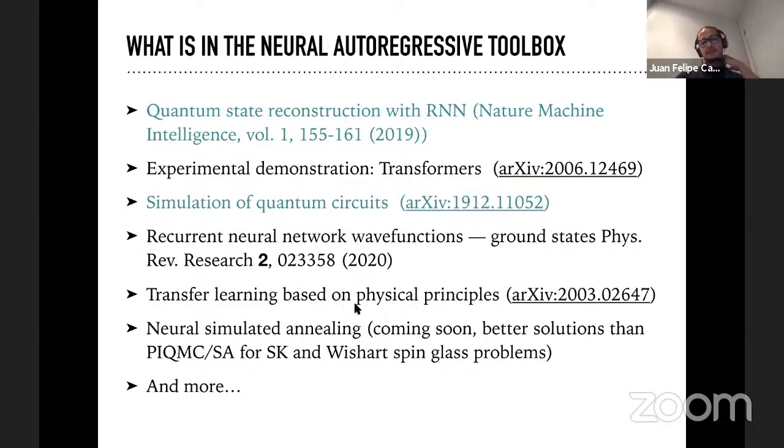We also have transfer learning based on physical principles. This is coming soon, where we apply neural simulated annealing. We came up with a way of doing simulated annealing using wave functions, and for classical simulated annealing. What we see is that we beat path integral quantum Monte Carlo and simulated annealing for Sherrington-Kirkpatrick and spin glass problems. And we have a lot more, and I'm excited about this type of model and its applications to quantum physics. With that, I'd like to conclude.